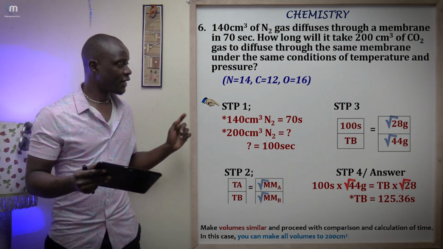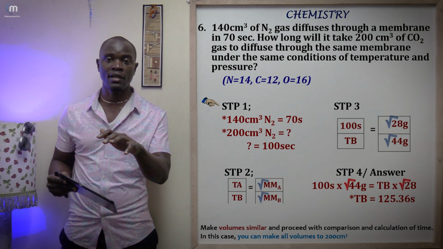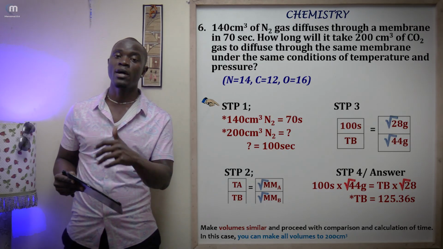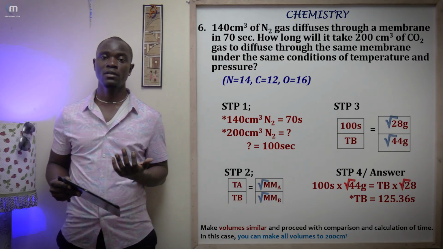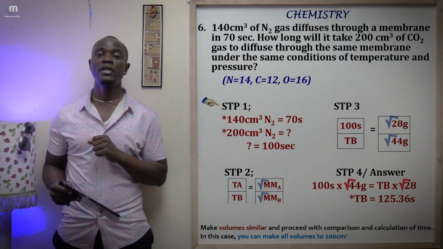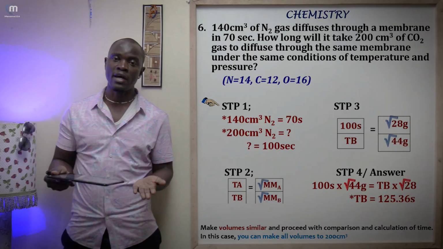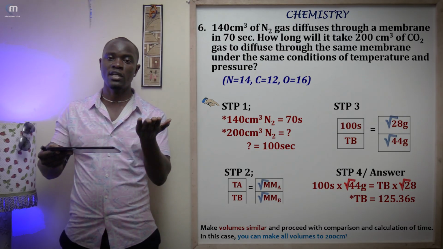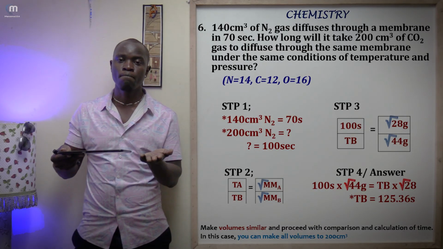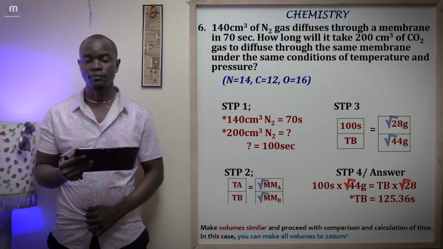So if you make your calculations, you're going to get that 200 centimeters cubed of nitrogen gas is going to take 100 seconds. So 200 centimeters cubed of nitrogen will only take 100 seconds. So now, since the volumes are exactly similar, the volume of nitrogen and the volume of carbon dioxide, now we can compare.